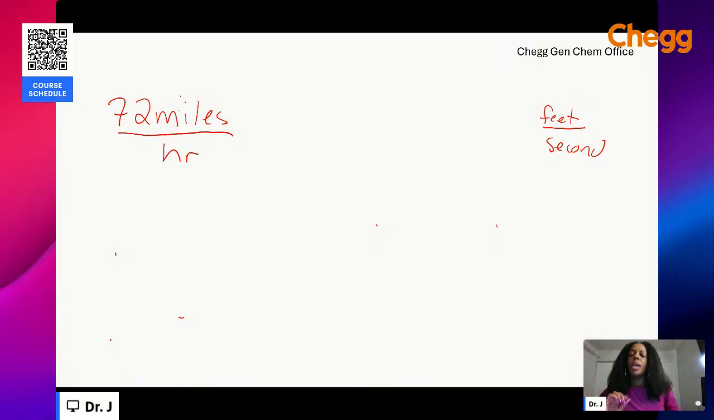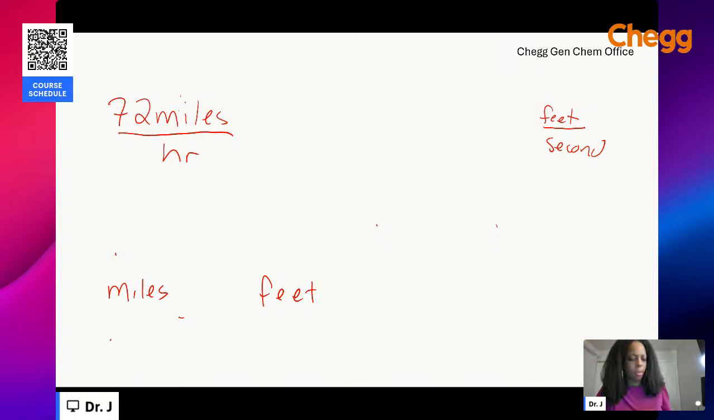Okay. And so the question we would have to ask ourselves: do we know a direct conversion between miles and feet? Basically saying how many feet are in a mile, right? And if my memory serves me correctly, I am going to have to pull this up from Dr. Google, but I believe there's 5,260 feet in 1 mile. Let's just confirm that. How many feet in a mile?